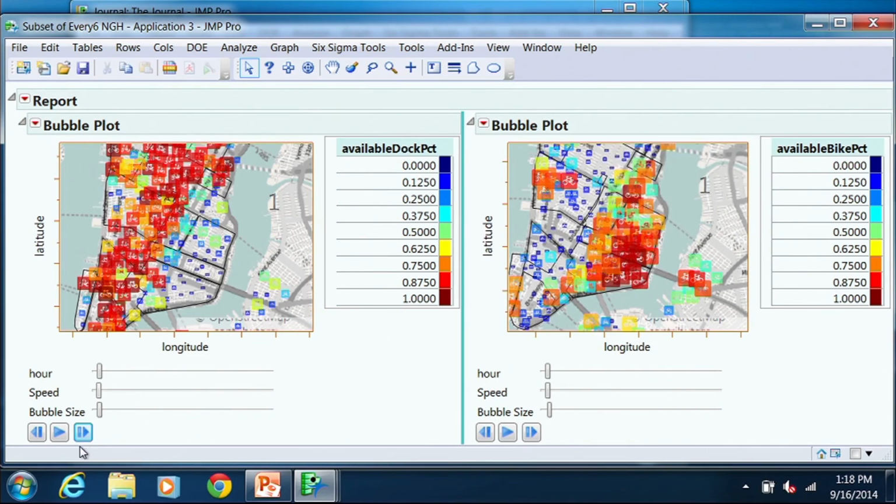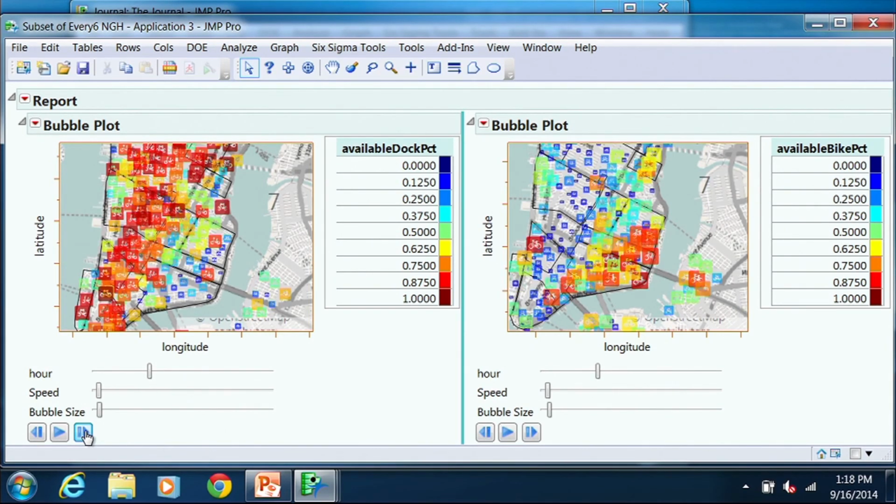And as we step through, you can see how it changes. And when we hit 7 o'clock, that was the biggest shift. So what happens at 7 a.m.? Why, from this particular neighborhood in New York, do we start to have fewer docks, more bikes, and vice versa?